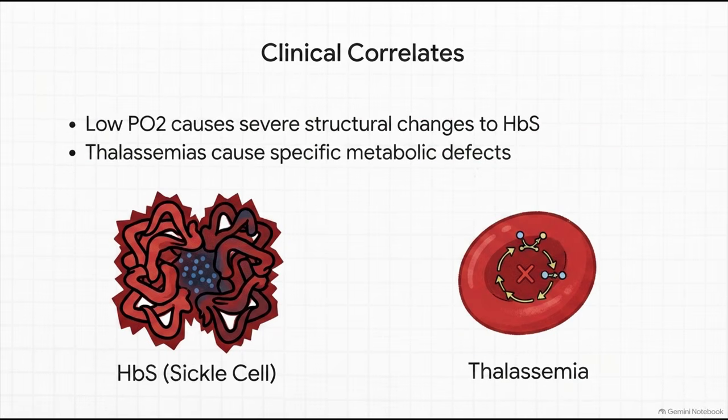Examiners absolutely love testing these clinical correlates. In sickle cell anemia, lowering the partial pressure of oxygen causes severe structural consequences to the mutated hemoglobin S. It literally polymerizes and sickles the cell. Meanwhile, thalassemias cause specific metabolic defects as a direct consequence of unequal production of alpha and beta chains, which leads to severe red blood cell destruction. Always, always link your basic science to the disease pathology.